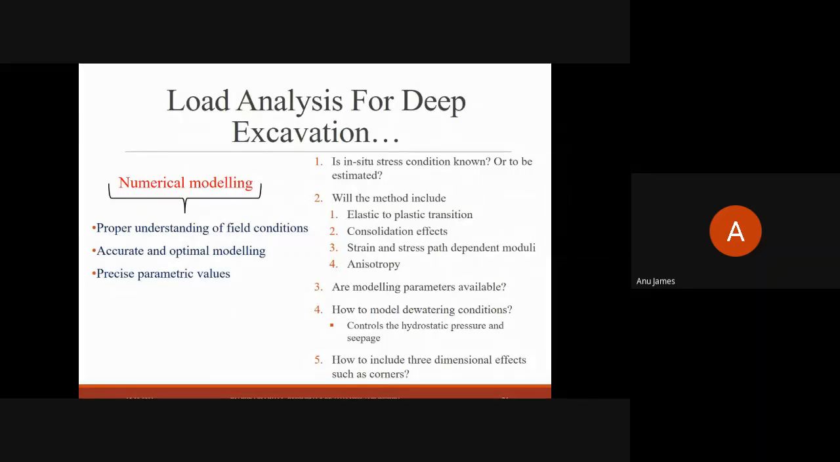We also need to consider how to model the dewatering conditions. Different dewatering methods are available. So we should model the method we are using accurately, so that at each excavation and construction stage, the lateral loads that we are computing are the same as the actual lateral load conditions occurring at site. We should also consider whether to include corner effects and consolidation effects, depending on the nature of the soil. All these are to be considered for a numerical modeling of the system.